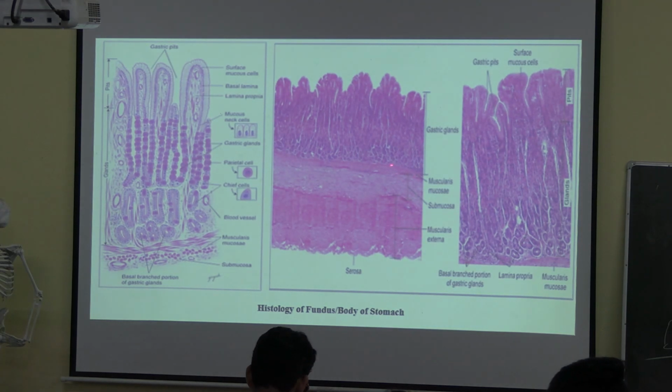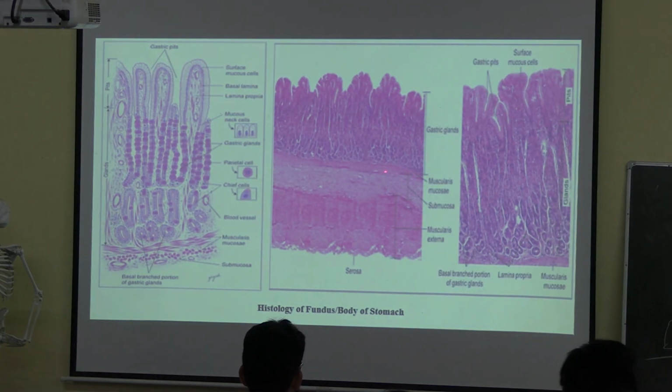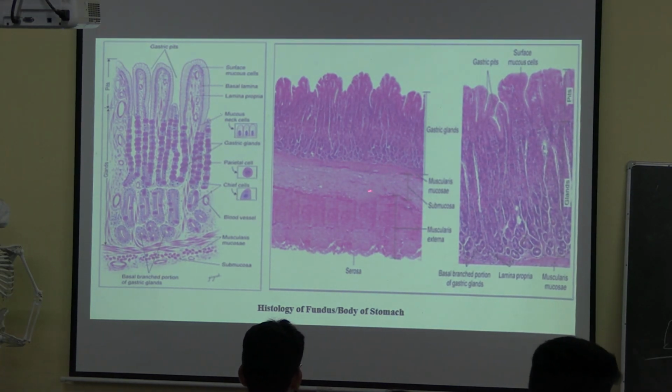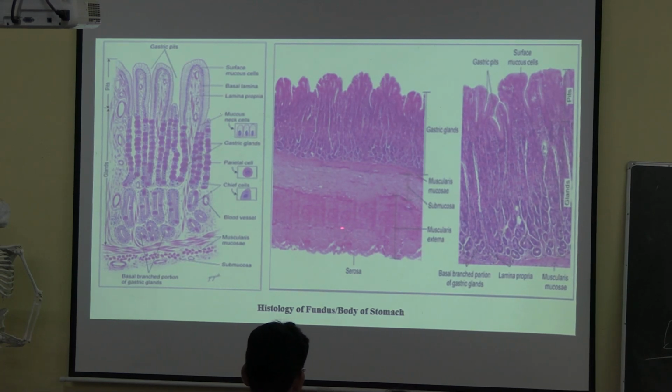Next, this is the muscularis mucosae. Then this is the submucosa, and this is the muscularis externa. Two different layers can be seen. And here is the serosa. So this particular diagram is very important, because with the help of this you have to identify the slides.